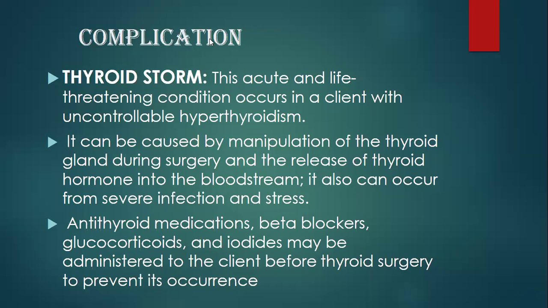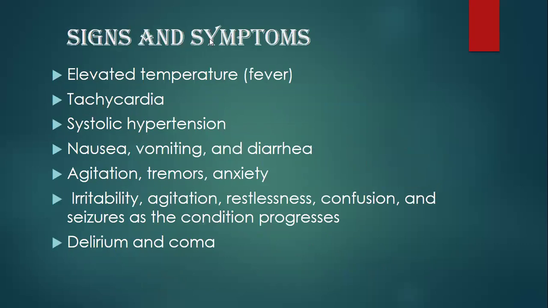Antithyroid medications are one of the medications that you can use to treat it. But when you put patients on levothyroxine and you are not monitoring the level of T3 and T4, a patient can have a severely elevated level of T3 and it will result in this thyroid storm. So antithyroid medications, beta blockers, glucocorticoids, and iodide may be administered to the client before thyroid surgery to prevent its occurrence. Now, what are the signs and symptoms?